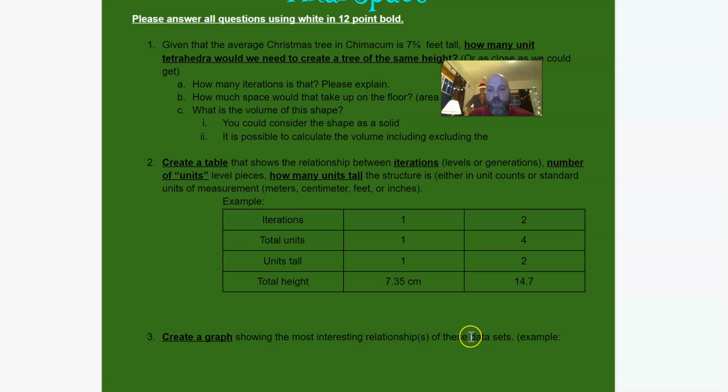The last thing I want you to do is make a graph, and how the graph you make is up to you. You're looking for relationships of numbers, so I would make several after I finish my table to answer this question, and then come up with something interesting.